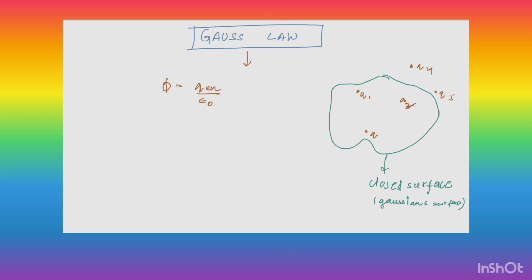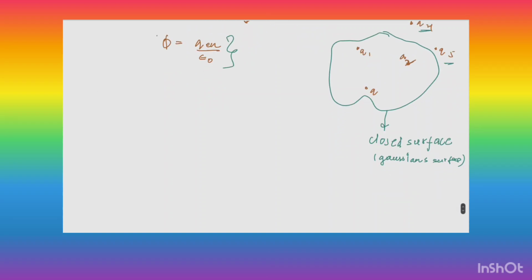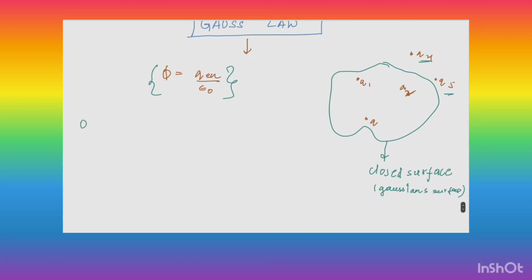The flux induced will be due to the enclosed Q, the charge present in the Gaussian surface, not due to the outside. But the electric field produced will be due to all charges, whether inside or outside. The flux produced will be due to the charges present only inside the Gaussian surface. A Gaussian surface must be a closed surface of any shape or size. Gauss law is true for any closed surface. Also, as I have told you earlier, flux is equal to Q enclosed upon epsilon naught. It can also be written as E dot A.